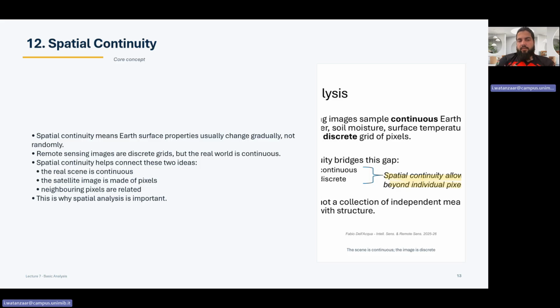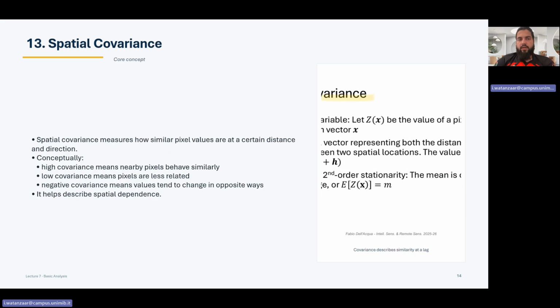So spatial continuity helps connect these two ideas. The real scene is continuous, as we discussed that the acquisitions are continuous, but the satellite image is made of pixels. So this is the transformed or quantized picture, but neighboring pixels are related in this case. So we are going from the continuous to the discrete or quantized, but in the quantized image we are now looking at neighboring pixels which are related to each other in a single band or in a single image. This is why spatial analysis is important.